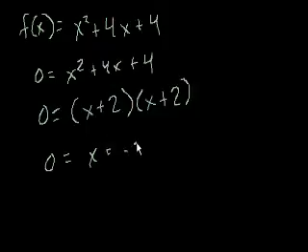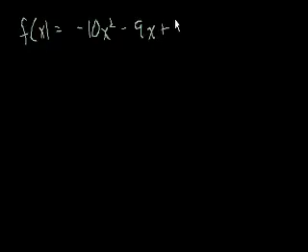X equals minus 2. So now we know how to find the zeros when the actual equation is easy to factor. But let's do a situation where the equation is actually not so easy to factor.